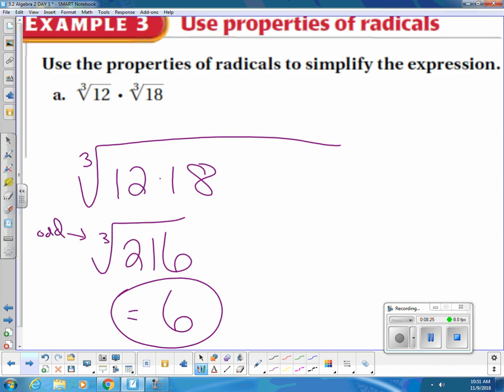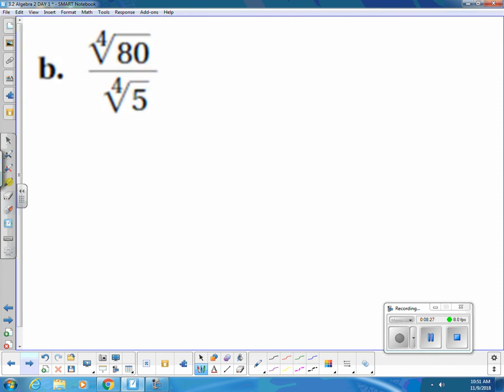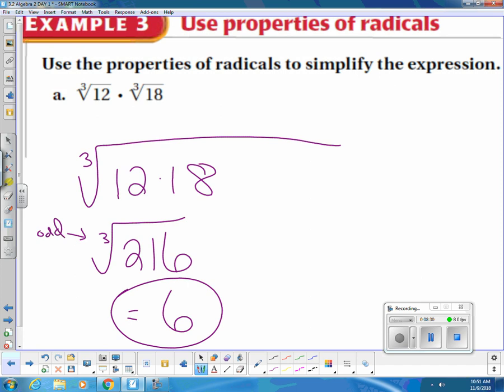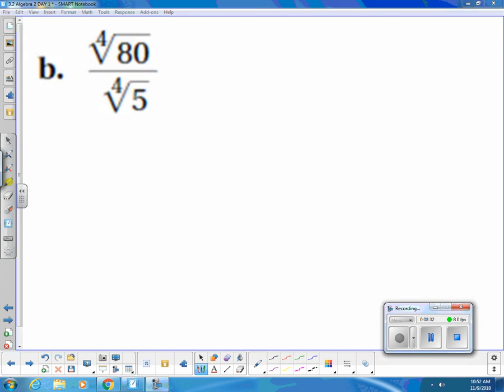Okay. Let's try this one. 20 cubed. Oh, sorry, yep. I think that's just the picture. Could be, yeah, my picture's low, pixelated.